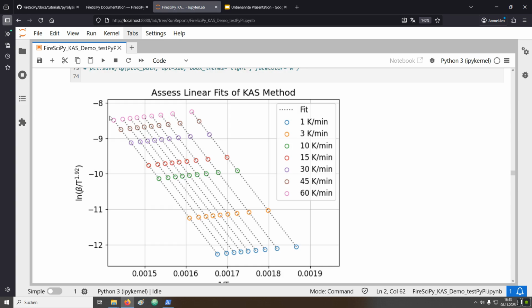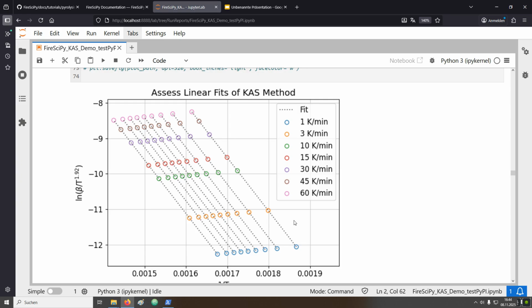Compare, for example, the line of the pink circles for the 60 Kelvin per minute at the top with the line of the orange circles for 3 Kelvin per minute or the blue circles for 1 Kelvin per minute at the bottom. Using multiple temperature programs distributes more data points along these dotted lines. These two aspects lead to a higher accuracy of the linear fit. And again, the inclination of this fit is what gives us the activation energy for a specified level of conversion.